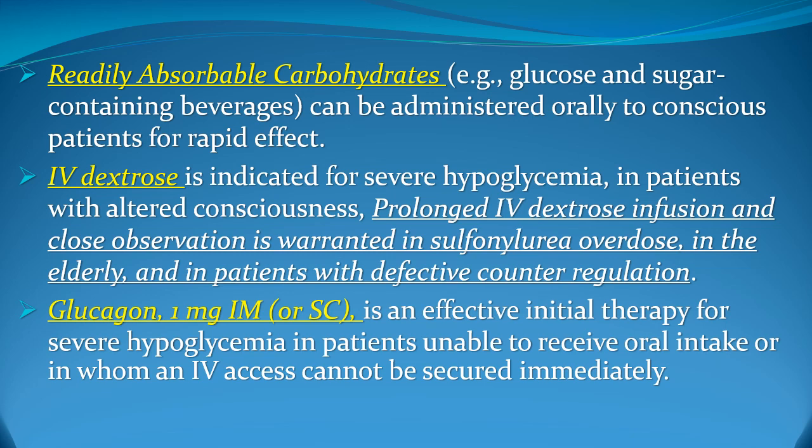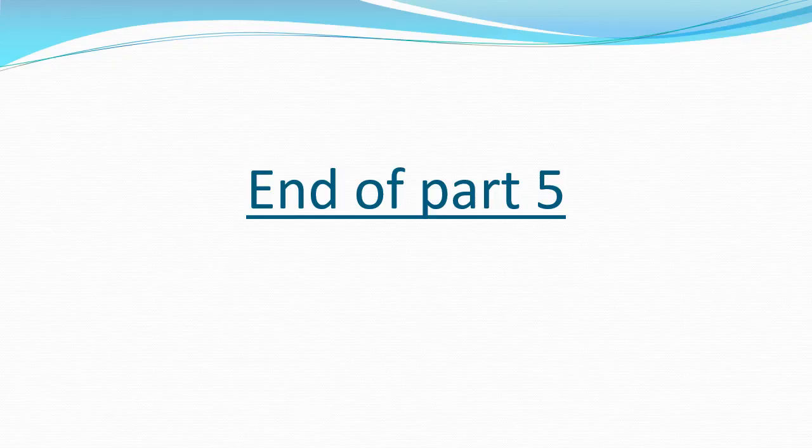Finally, a very effective treatment for hypoglycemia is administration of glucagon, which is available in the form of shots, and one single shot of 1 milligram intramuscular or subcutaneous will be quite enough for reversing the hypoglycemia. This is the end of part 5, and in part 6, we shall be discussing the final item of this series, in which we will be discussing the chronic complications of diabetes.